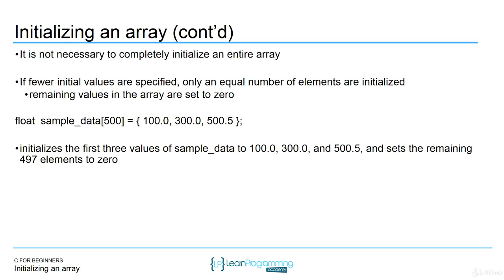If you do something like this, where you have an array called sampleData of type float, it contains 500 elements. But in the curly braces, all you see here are 3 elements. What this is going to do is initialize the first 3 values of the sampleData array to 100, 300, and 500.5. And then the remaining 497 elements are going to be 0. So you don't have to specify everything.